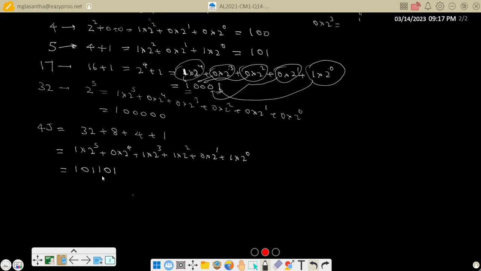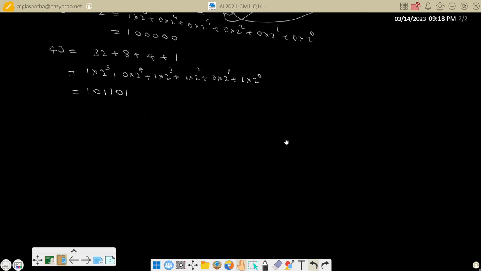So the other method of converting into binary is this method. You just write 45 like that. Divide 45 by 2. So this equals 22. Remainder is 1. Then again divide by 2. Remainder is 0.